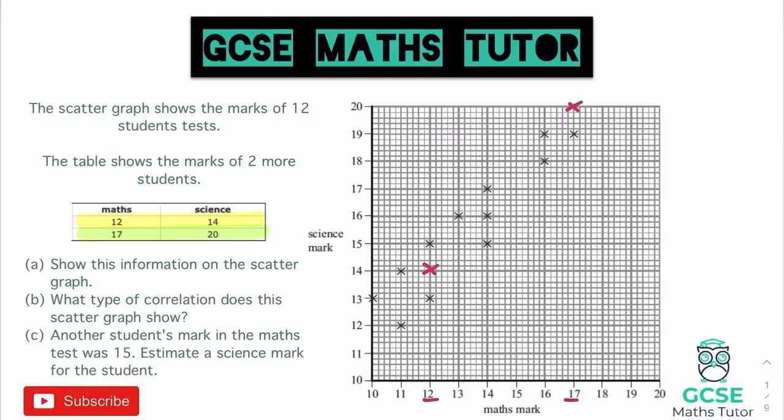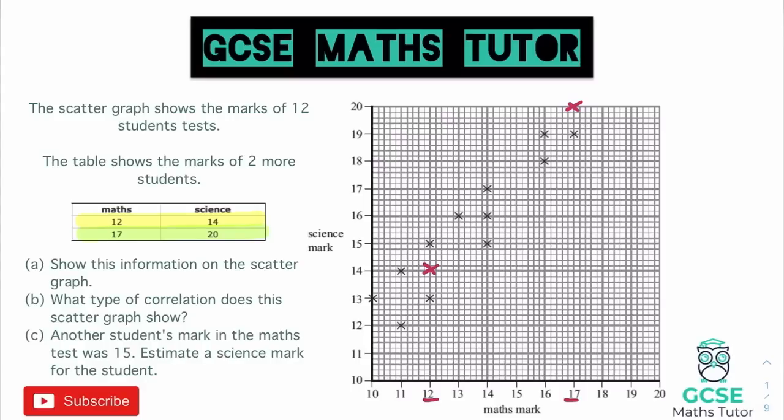Now before we move on to the next part, there's something that I would advise you to do no matter what the question is asking on a scatter graph, and that is to draw your line of best fit. Do check to see if you have to plot any points first, as that might almost change your line of best fit slightly, but always draw a line of best fit.